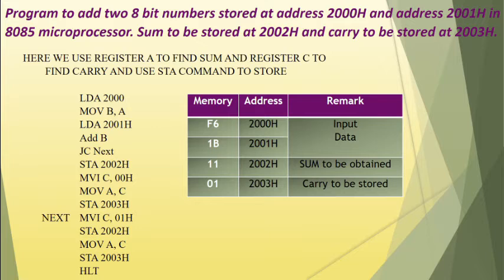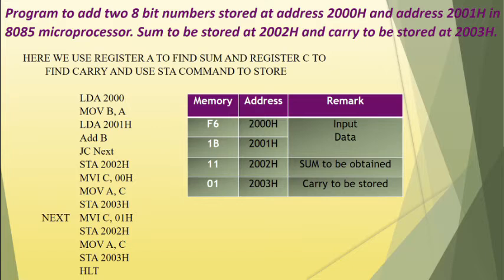In this program we are going to use register A to find out the sum, because there is a command ADD R which will add the contents of R to the accumulator, and we have to find the sum, and register C will be used to find out the carry, and we will store it in 2003. So for that we have to once again load the second number, which is nothing but 2001, into the accumulator. Now we have to add the contents of A and B. The command is ADD B.